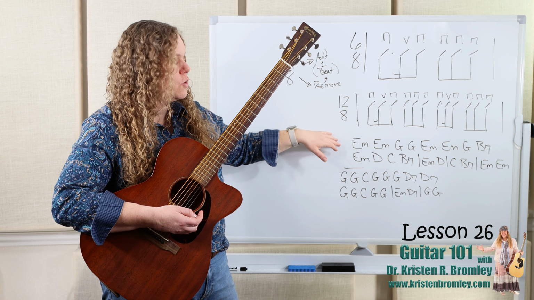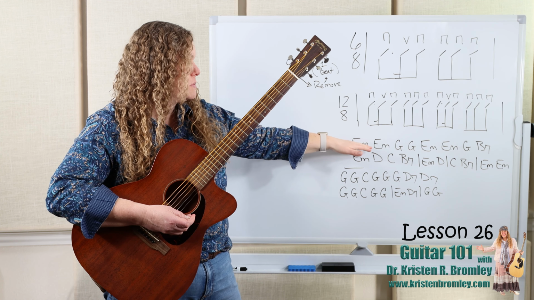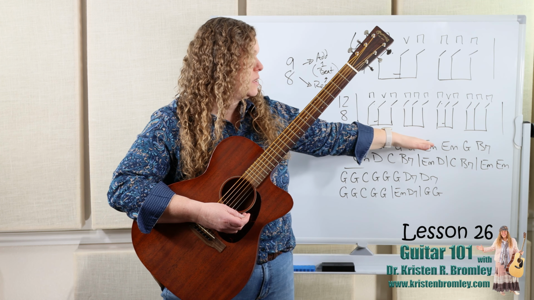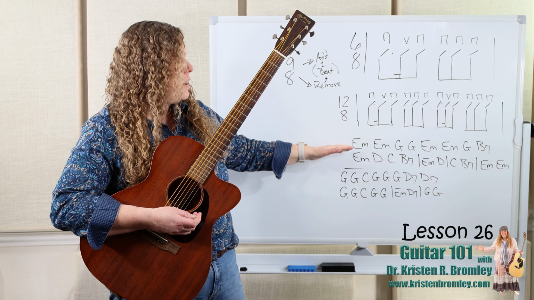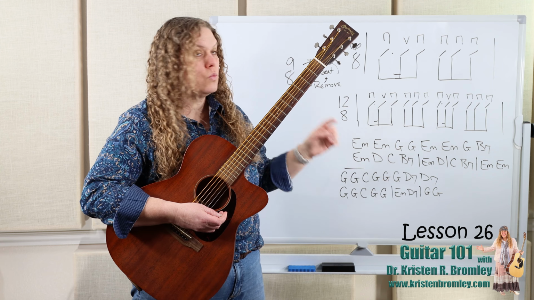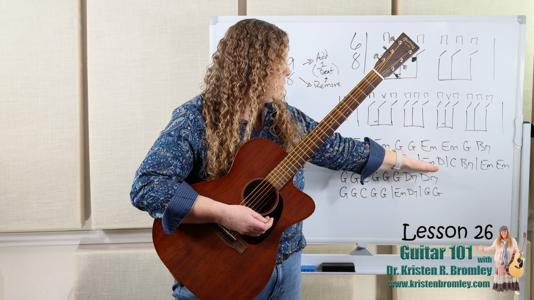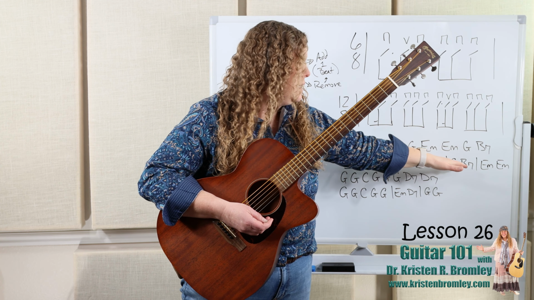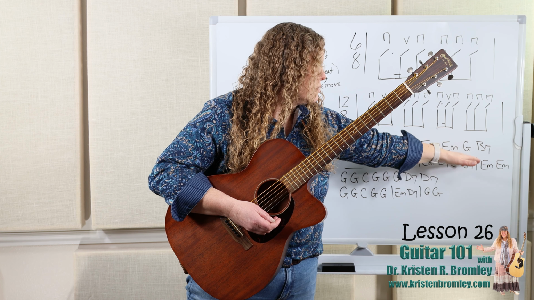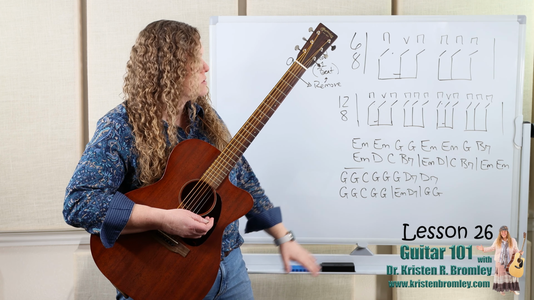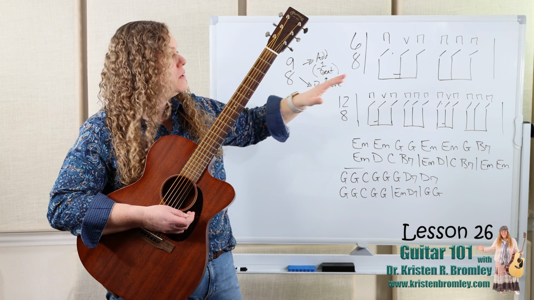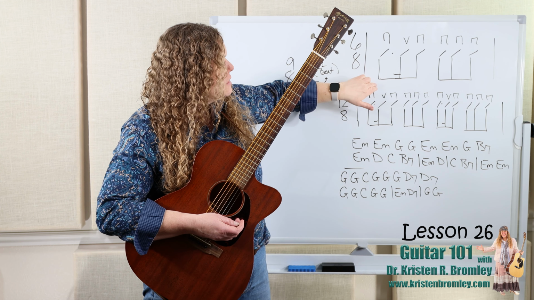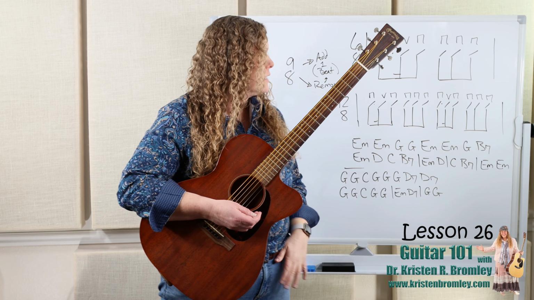The chord progression is 2 times on E minor, 2 times on G, 2 times on E minor, then G and B7 one time each. Then E minor, D, C, B7 one time each, and then right here we've got E minor and D in the same measure, C and B7 in the same measure, and then E minor gets one. So we've got to watch for this spot. When we have 2 chords per measure, the first chord is going to get the first figure and the second chord is going to get the second figure.